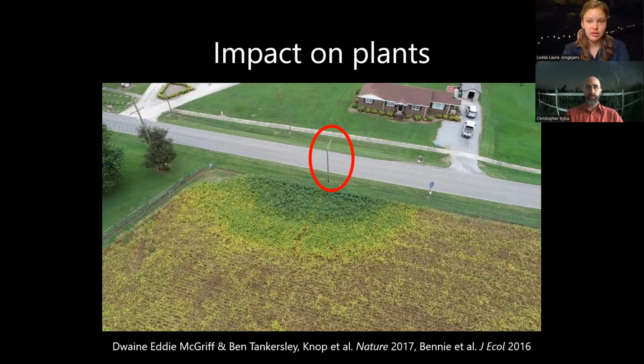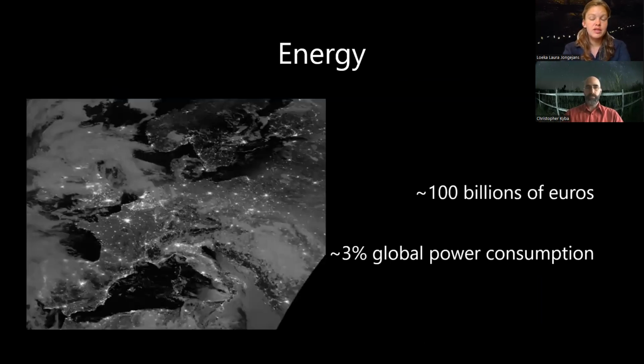Then there's also the aspect of energy. We spend globally 100 billions of euros on the maintenance, the installation, and energy costs of lights. And it was estimated that lighting makes up about 3% of the global power consumption. So this is a lot.